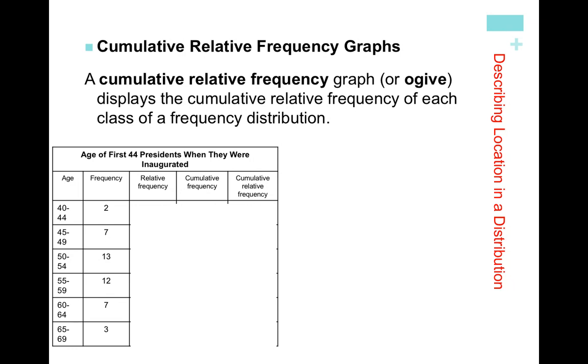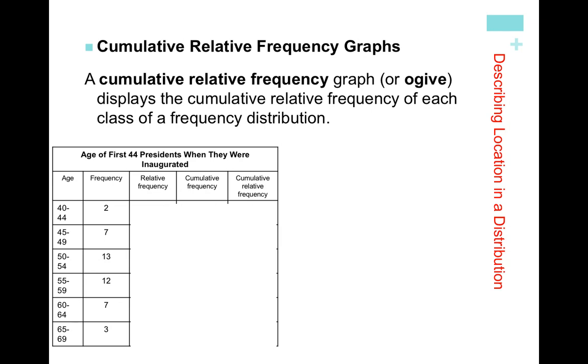So here we have age of the first 44 presidents when they were inaugurated. So you've got all of those age classes here jumping by 4-year increments. So 2 presidents were between 40 and 44, 7 between 45 and 49, and so on. So we could use these first 2 columns to make a histogram. We would have 40, 44, 49 on our x-axis, our frequency on y, and then this would give us the height of each of those bars.